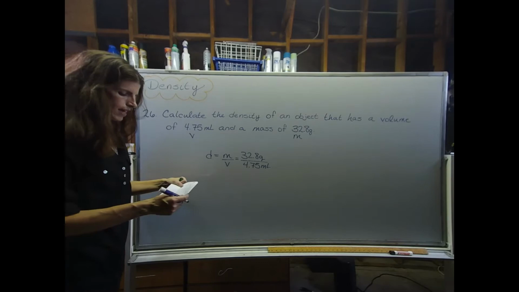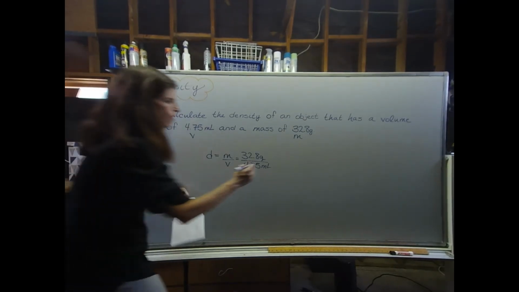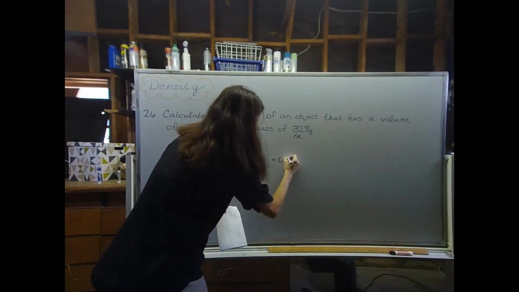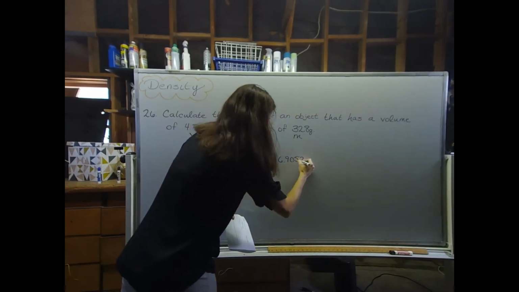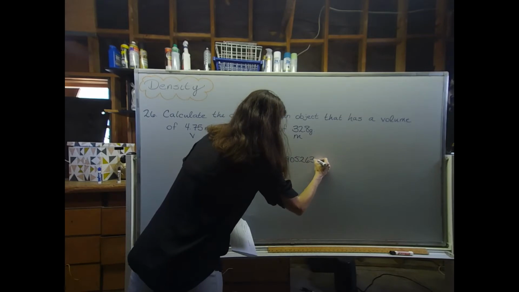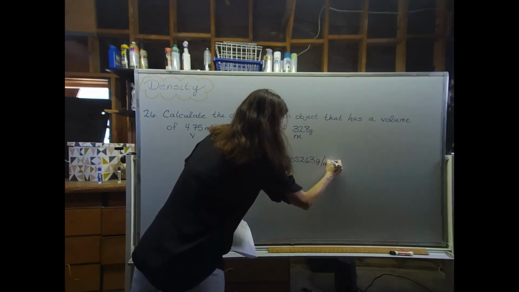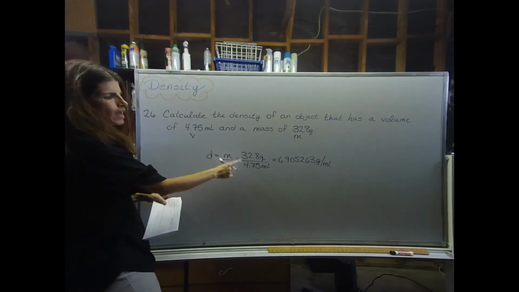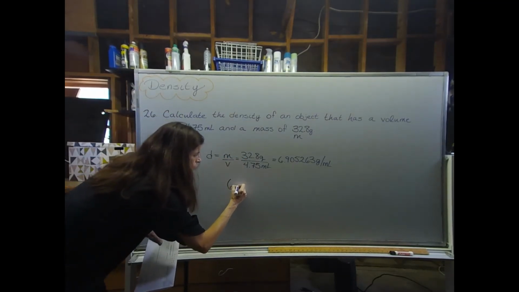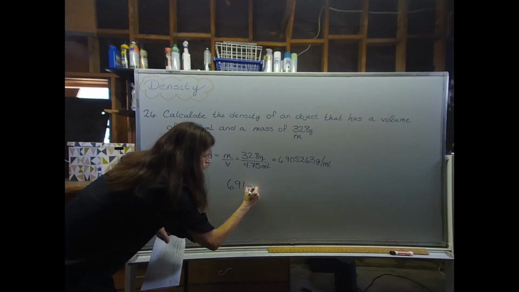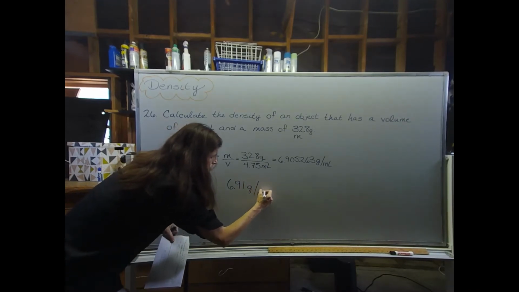When I did this, I got 6.905263 grams per milliliter. But we only have 3 sig figs with these values, so I'm going to report my final answer as 6.91 grams per mil.